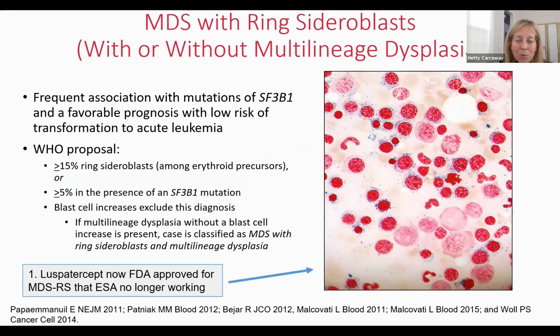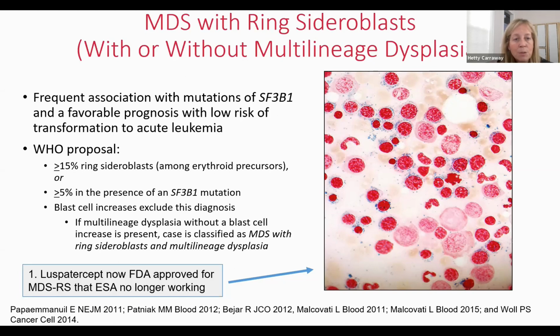Obviously, SF3B1 is of interest because we know that those patients do better. And so it would be ideal if we could have a good handle on why that is the case. But SF3B1 is an important mutation that really came into play because it's now actually used to help with the classification for patients with MDS. And so there's a specific entity now by the WHO defined as MDS with ring sideroblasts. And this can be seen with or without multilineage dysplasia.